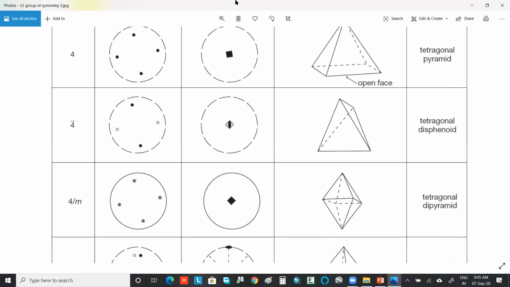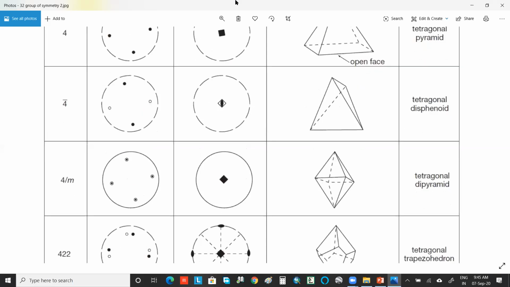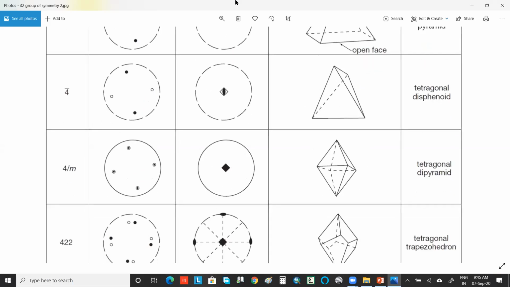Now I'm coming to the next, 4 bar. That means rotoinversion. If we are rotating and inverting, this is the tetragonal disphenoid. If it is 6 bar, it will be the hexagonal disphenoid. Getting my point or not? 3 bar is different. Hope you understand this. So now coming to the next, 4/m, which is the tetragonal dipyramid.